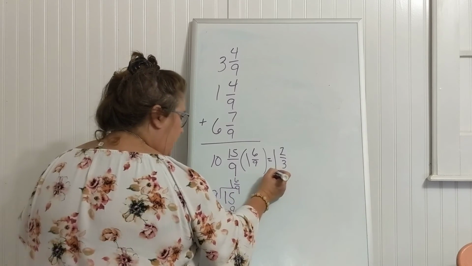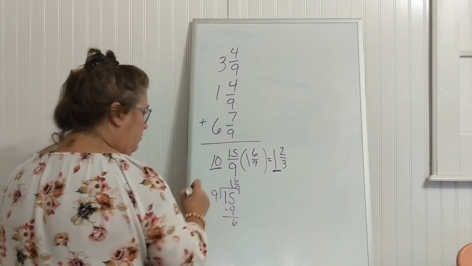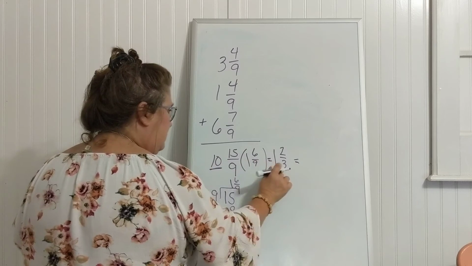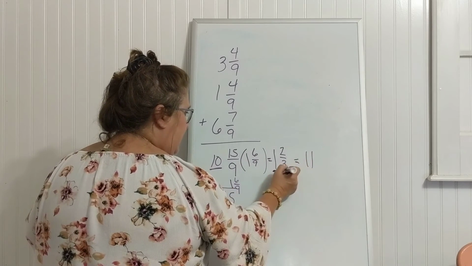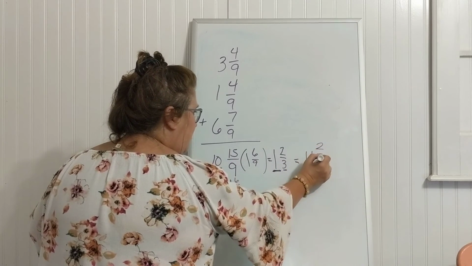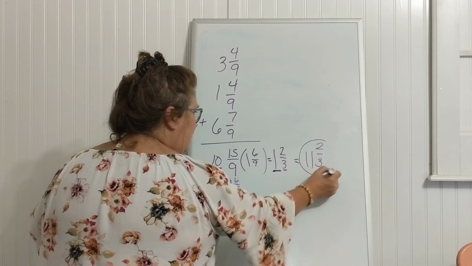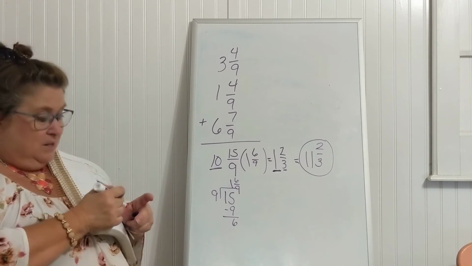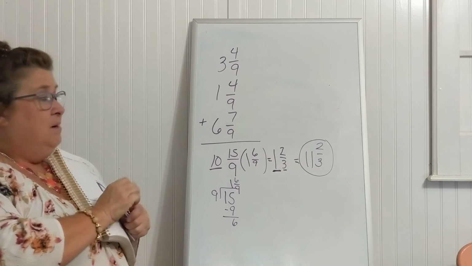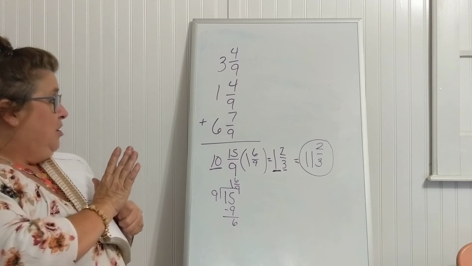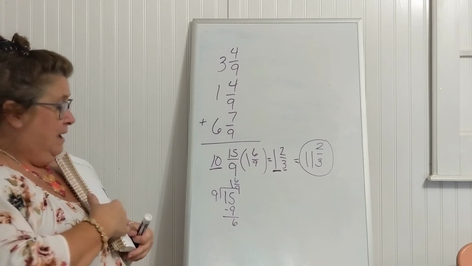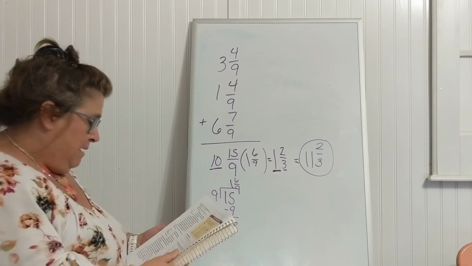Now I have a whole number here and a whole number here. I have to put my two whole numbers together. 10 plus 1 equals 11, and I've got to be sure to bring my fraction over, and 2/3. That is my answer. And you should feel pretty doggone smart after completing a problem like that. Not that it's hard, but you just have to think everything through and make it happen. So that is what our math is.